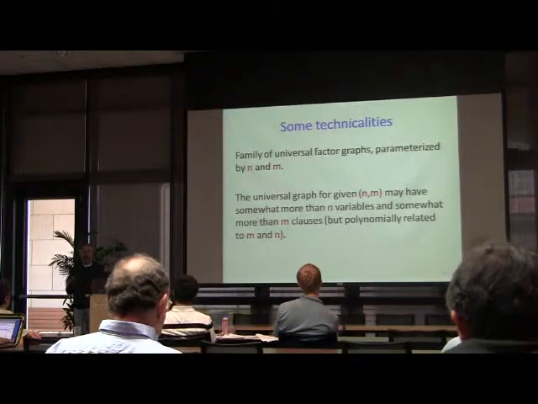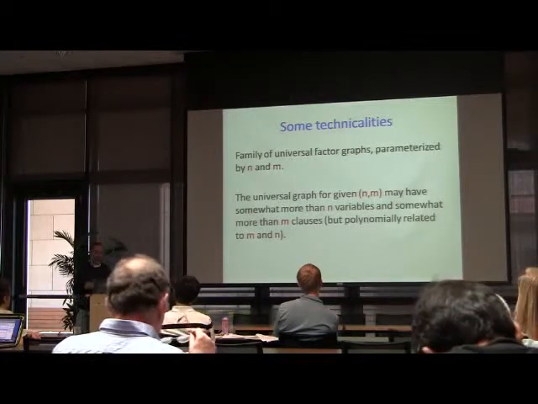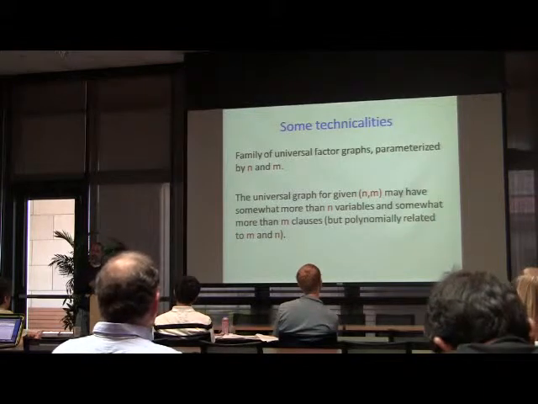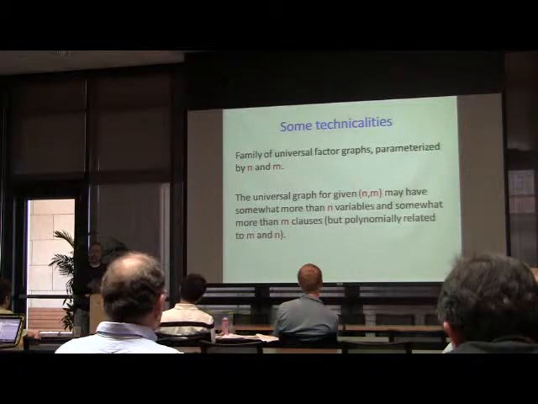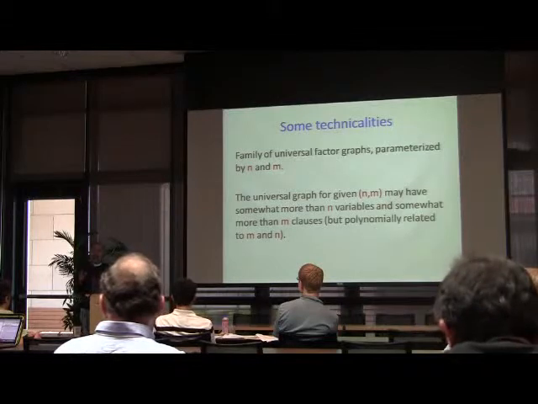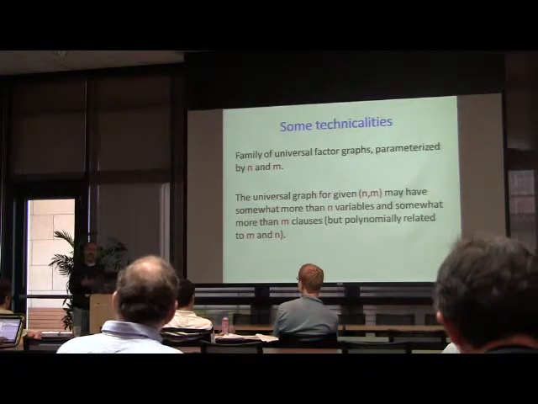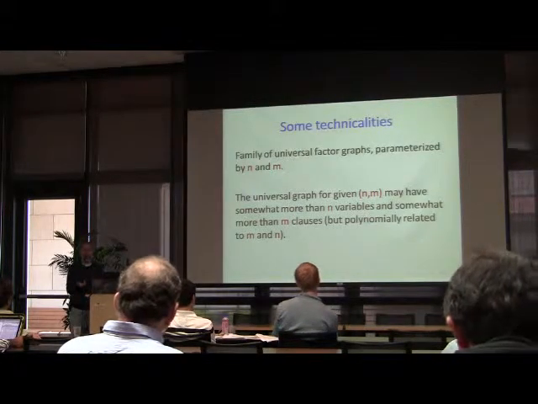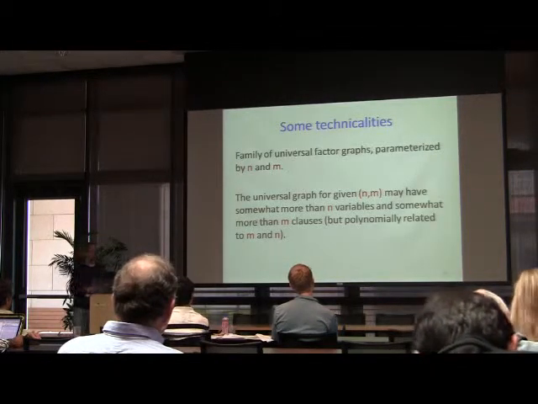So there are some technicalities involved with this definition. It's really not just one graph. It's a family of universal factor graphs, which you can parameterize by the size of inputs. So let's say if n is the number of variables and m is the number of constraints, you can, say, for every combination of n and m, have a factor graph which is universal for this particular combination, and this particular factor graph need not have by itself n variables and m constraints. It may have somewhat more than n variables and somewhat more than m constraints.